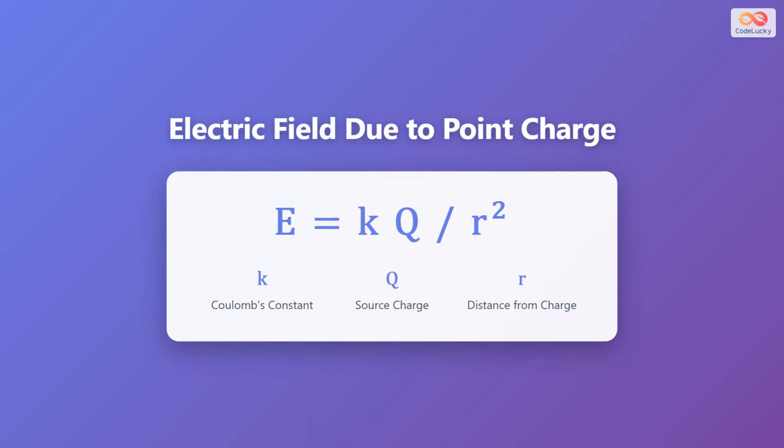When dealing with a point charge, we can calculate the electric field using another formula. E equals kq divided by r squared. In this equation, k is Coulomb's constant, which has a value of approximately 9 times 10 to the 9th newton meter squared per coulomb squared. q represents the source charge creating the field, and r is the distance from that source charge to the point where we're measuring the field. Notice that the field strength is inversely proportional to the square of the distance, which means as you double the distance, the field becomes 4 times weaker.